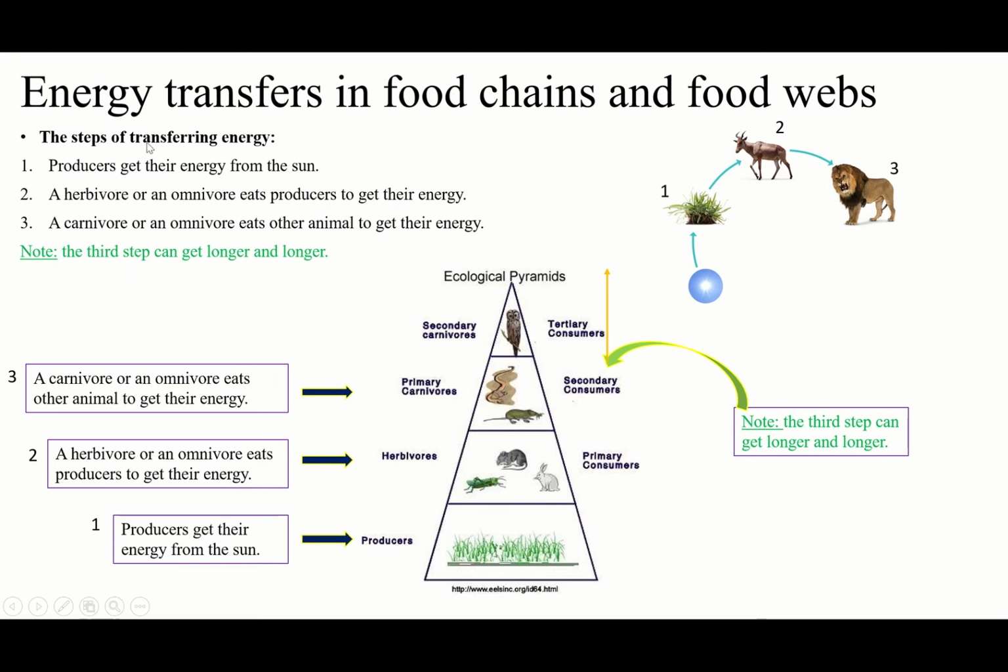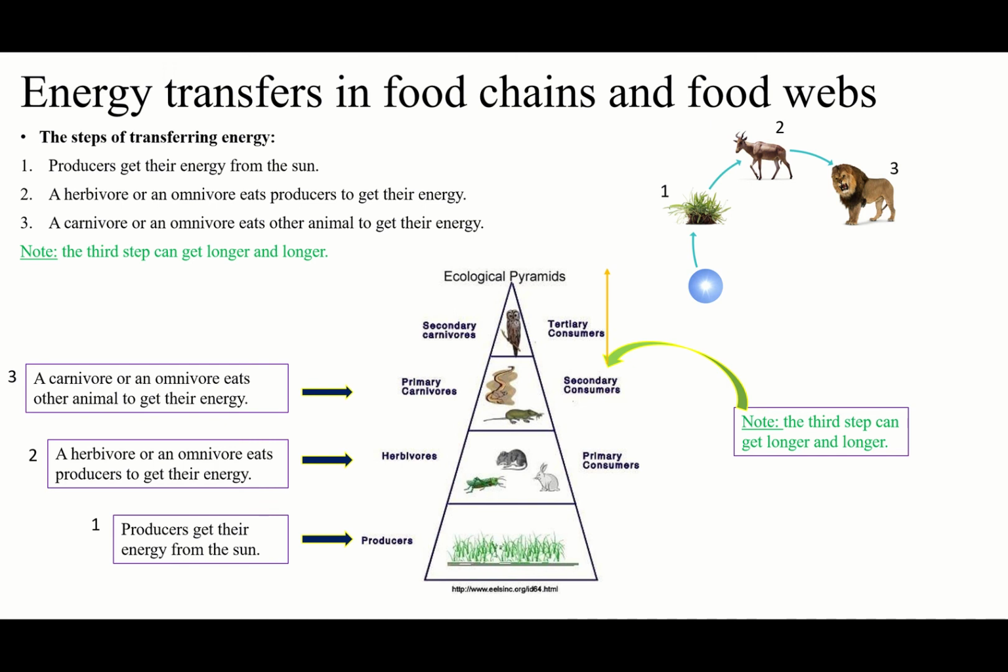These are the steps of transferring energy from the sun to the producer to the herbivore or an omnivore, and then to a carnivore, omnivore, another carnivore, omnivore, another carnivore. It means continuously only carnivore and omnivore. Only the first one can be herbivore and omnivore. But you have to know this one. Omnivore can be the first consumer or others. Only omnivore. Carnivore can never be the first consumer. Herbivore can never be after the first consumer. It means any of them, third, fourth, any, can never be.